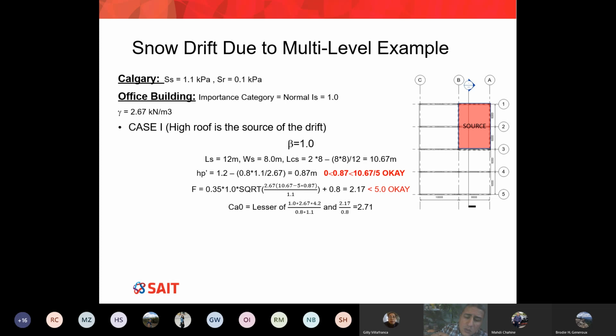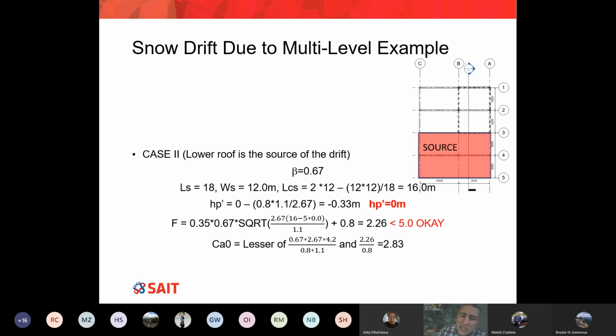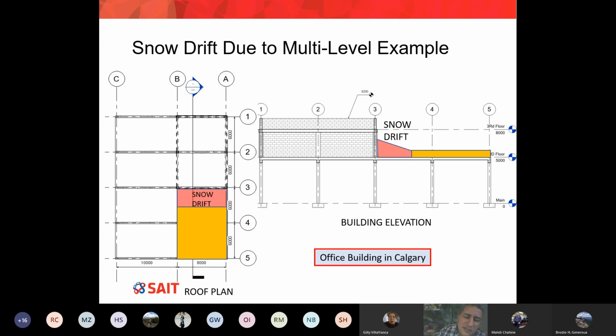So what we have to do is repeat the whole thing again for case number 2. Let me show you. In case number 2, look at the shaded area. The shaded area is the source of the accumulation, and it's on the lower roof. Let's get the dimensions. Let's go back to this slide here. The dimension in this case will be 12 times 18. I'm not sure if you agree on that.